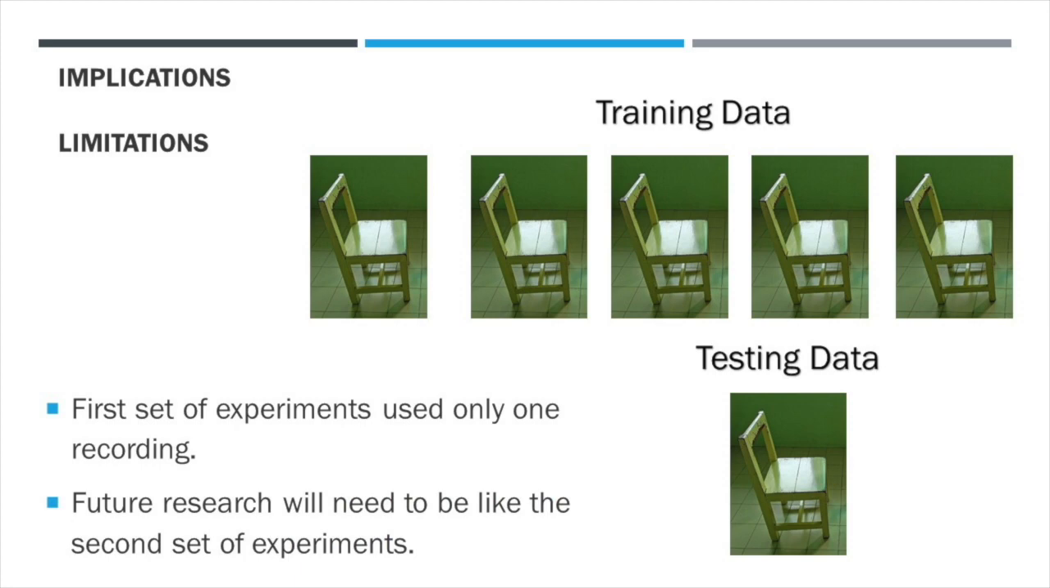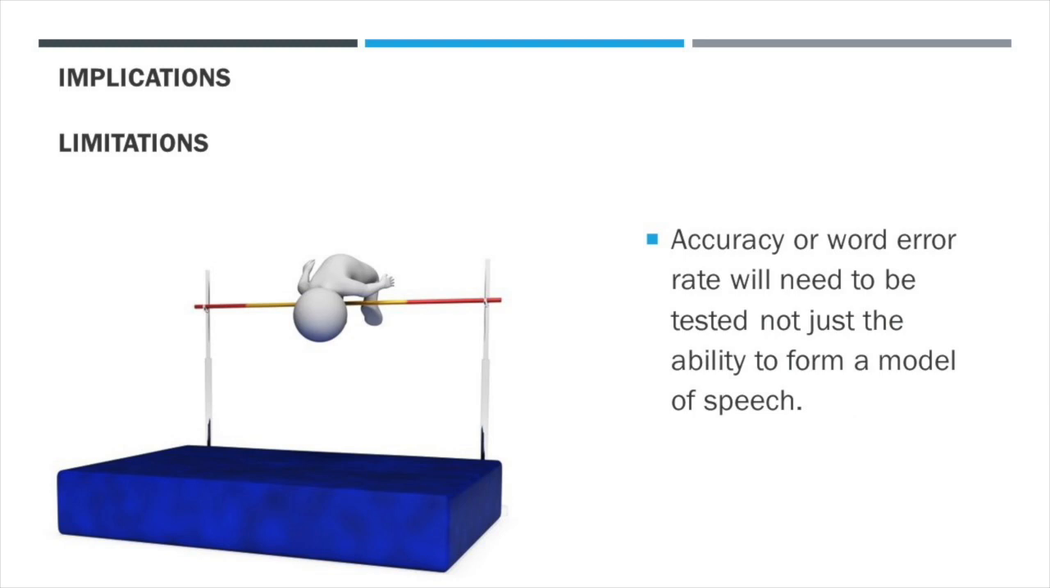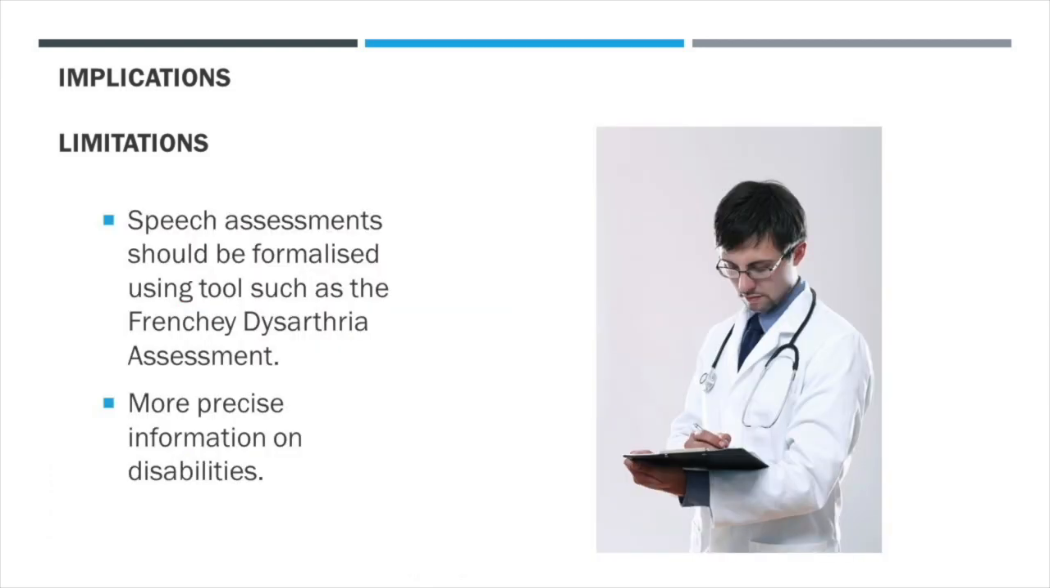This research had some limitations. The first set of experiments only had one single recording from each voice of each word. Future research in this area will need to measure accuracy, not just the ability of speech recognition systems to model speech. There will also be a need to formalize assessment of participants.